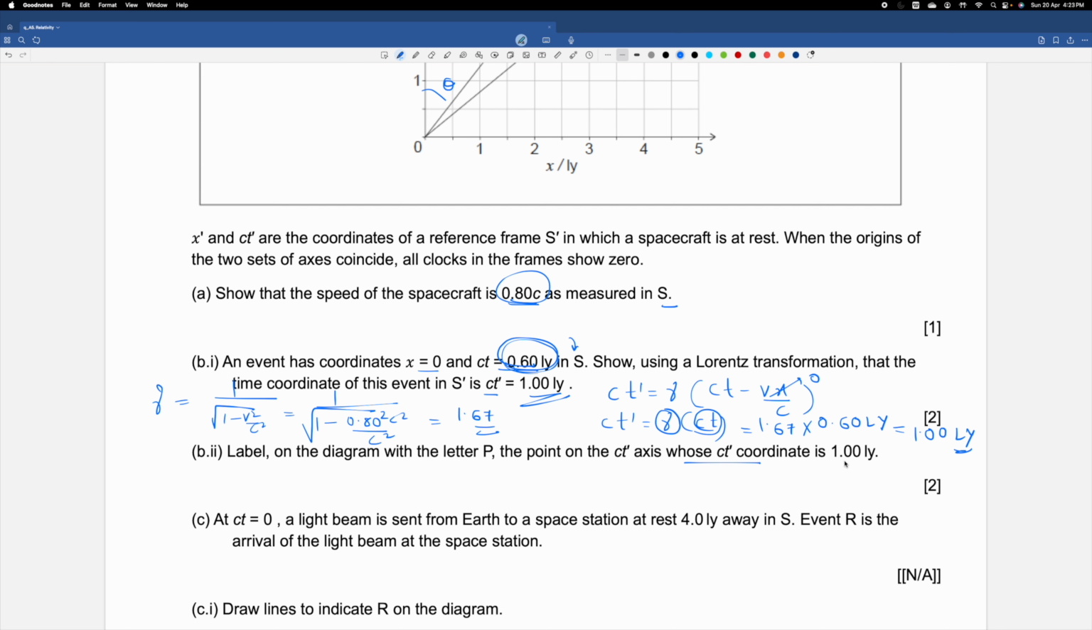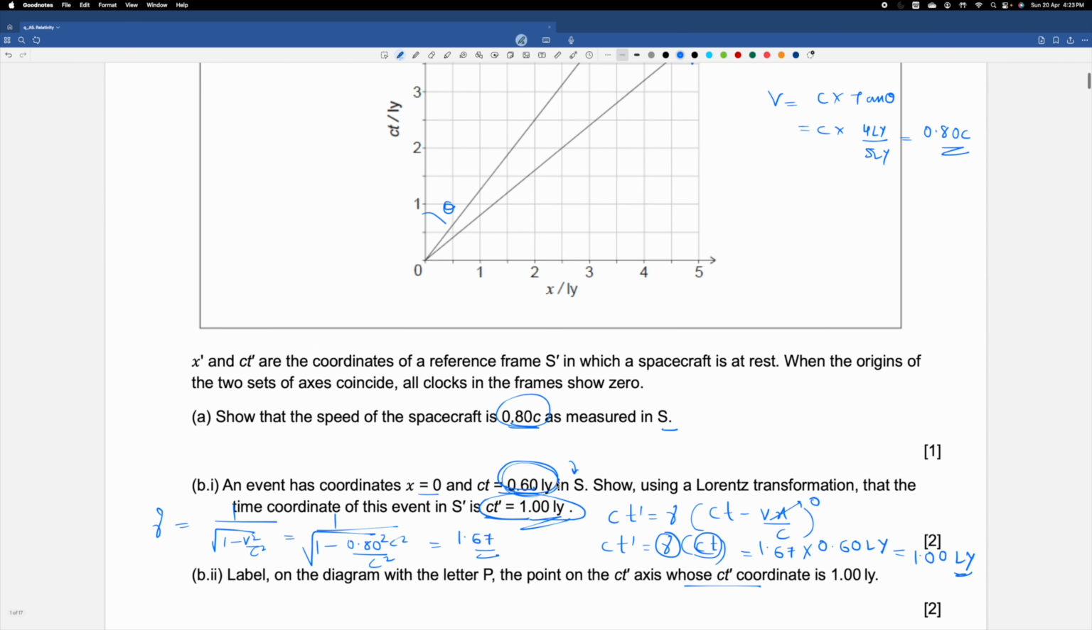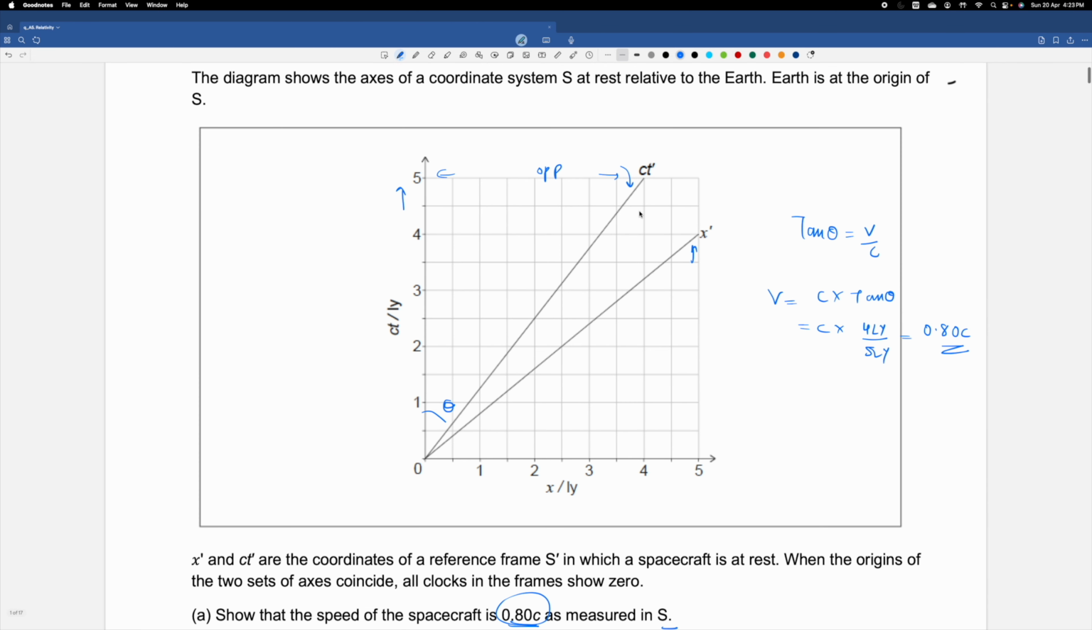Next, label on the diagram with letter P the point on the ct prime axis whose ct prime coordinate is 1 light year. Okay. Since we calculated the ct prime coordinate as 1 light year, they're asking you to label that point P onto the ct prime axis. You can't just randomly say this is 1 light year, right? You have to accurately locate it. So how do you do this?